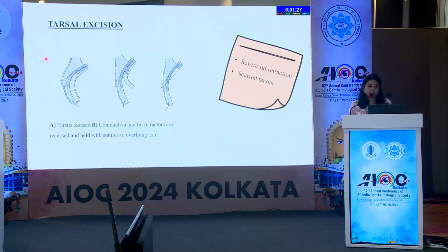Now sometimes the tarsus is so severely cicatrized and scarred that it is not possible to do any of these previous procedures. So in such a case, we just excise the tarsus. So gray line split is done, and this severely scarred and fibrotic tarsus is excised. The retractors are recessed, and this is sutured to the anterior lamella using sutures.